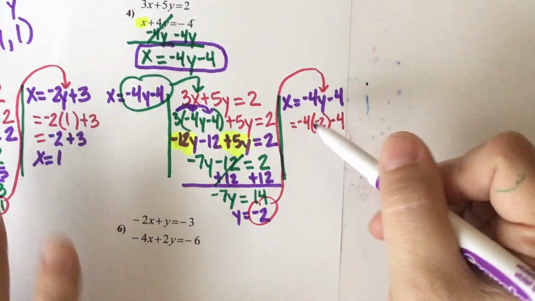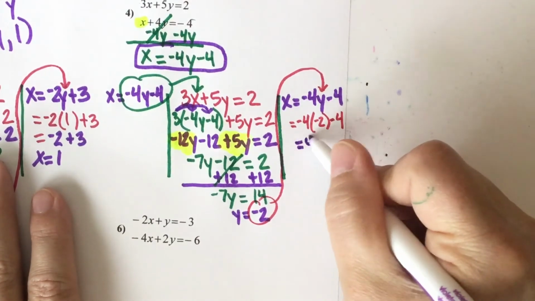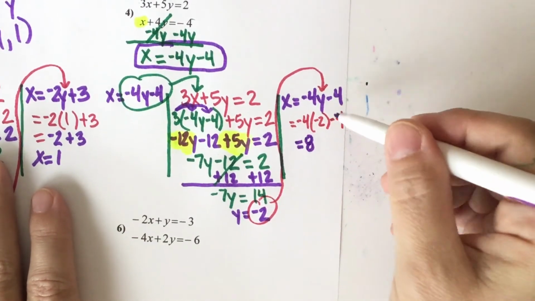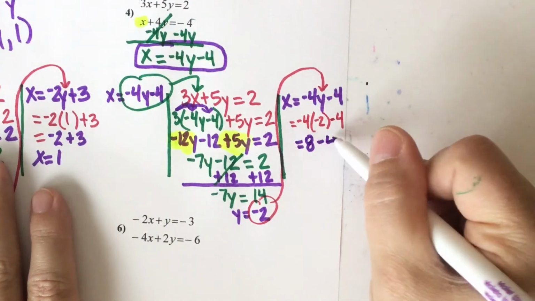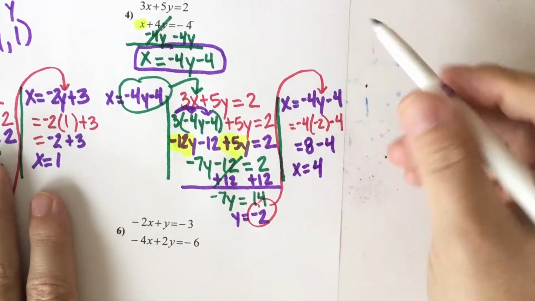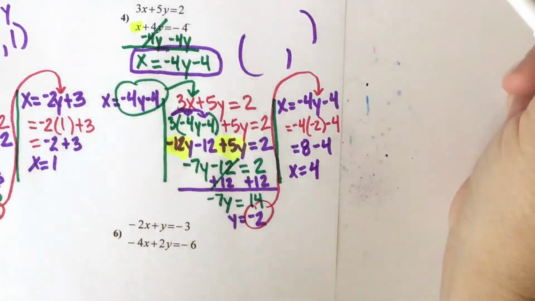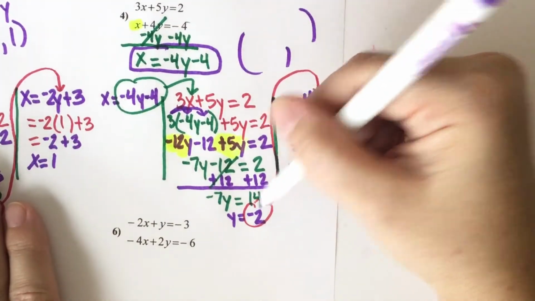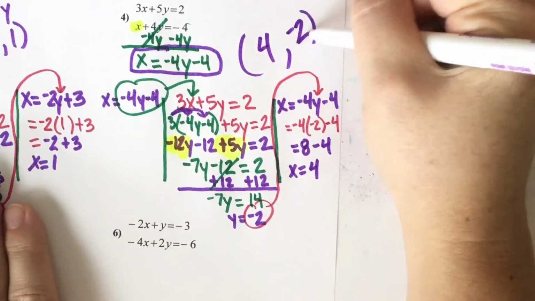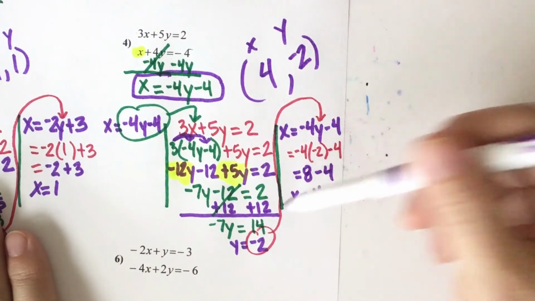Okay, working it out. Negative 4 times negative 2 makes a positive 8. Recopy the minus 4 in the back, and 8 minus 4 makes 4. How do you think you'd write the answer? 4, negative 2, because you write it alphabetically. X comes before y, so you write your X first and your Y second.